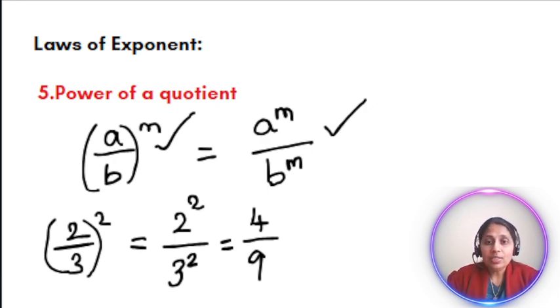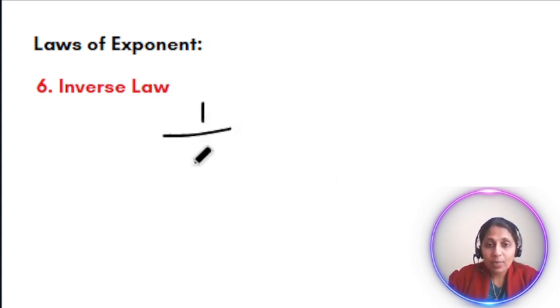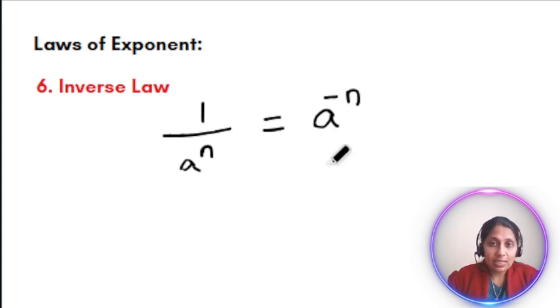Another important law is the inverse law, which is 1 by a to the power of n. You can bring this power, the number with the power, to the numerator like this, but the sign changes. The sign of the power changes. So basically 1 by a to the power of n is equal to a to the power of minus n. So what does that minus denote? It denotes the position of that entire number. If it is negative, it means that it is not supposed to be in that position. It has to come to the other side.